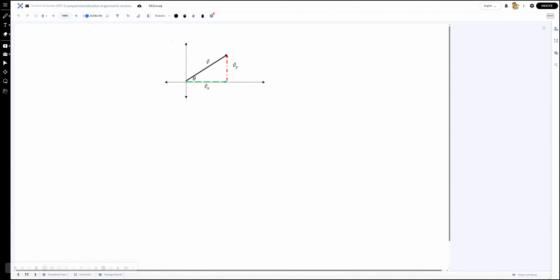Okay, today we're going to be learning about the compartmentalization of geometric vectors. Over here we have a vector, and we can see that it's made up of a horizontal and vertical component, and that there's an angle between them. Well, we know how to operate with right angle triangles.